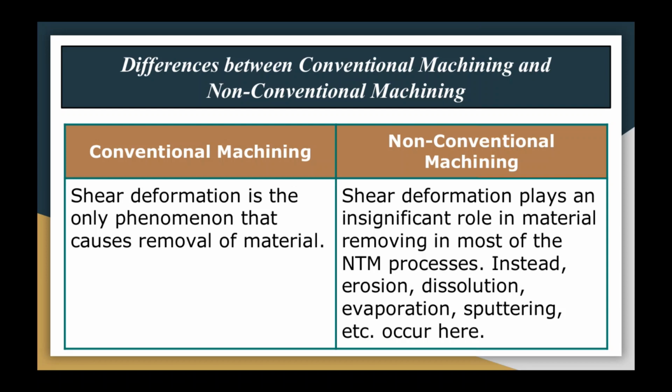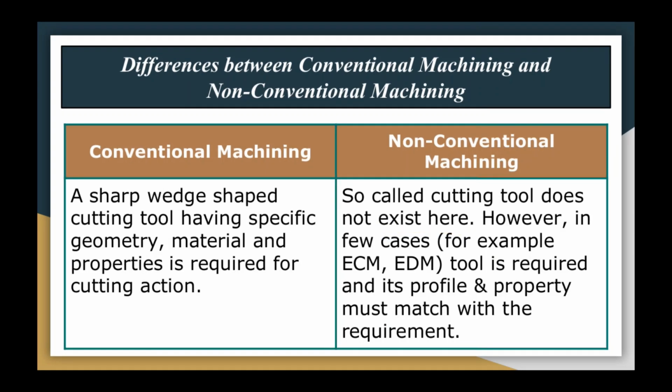erosion, dissolution, vaporization, splattering, etc. occur in non-conventional machining. Then for conventional machining, a sharp-edged cutting tool having specific geometry as well as material and properties is required for cutting action. So for conventional machining, we require a sharp-edged cutting tool. In case of non-conventional machining, the so-called cutting tool does not exist.